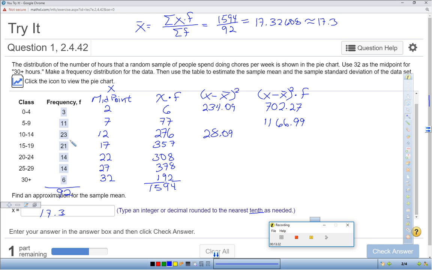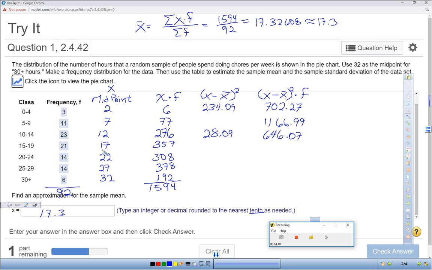Let me check again, maybe I forgot something. So it's 12 minus 17.3, and then square. Yes, that's correct. And then multiply by the frequency: this number times 23 equals, and I got 646.07.